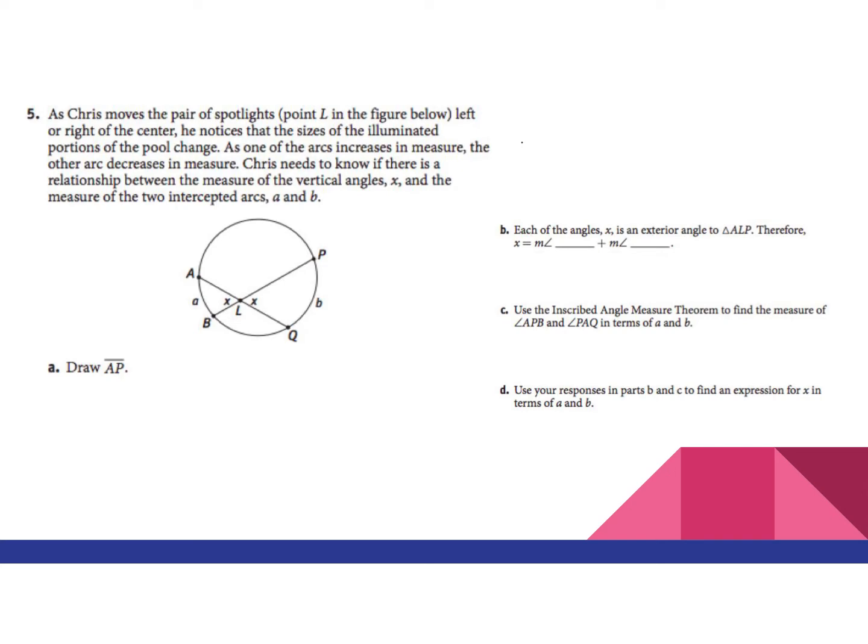Part A starts off asking us to draw AP. So we want to add that segment to this circle. So let's go ahead and draw AP. Next, it asks us that each of the angles x is an exterior angle to triangle ALP. So think about this visual. These angles are exterior angles to ALP. So think of how this lines up to be a straight line for 180 degrees. So think about x will equal what two angle measures here.